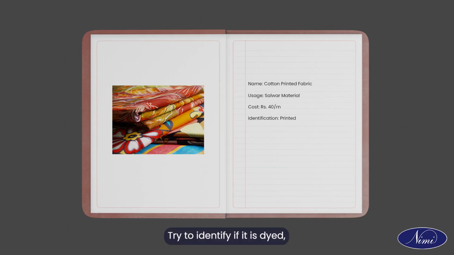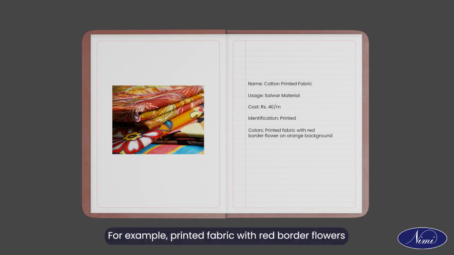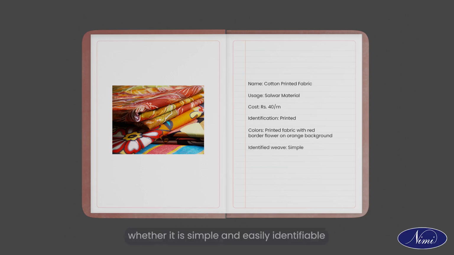Try to identify if it is dyed, printed, plain, or embroidered. For example, printed. The colors of the fabric. For example, printed fabric with red border flowers on orange background. Try to identify the weave of the fabric, whether it is simple and easily identifiable. Record all the findings made.